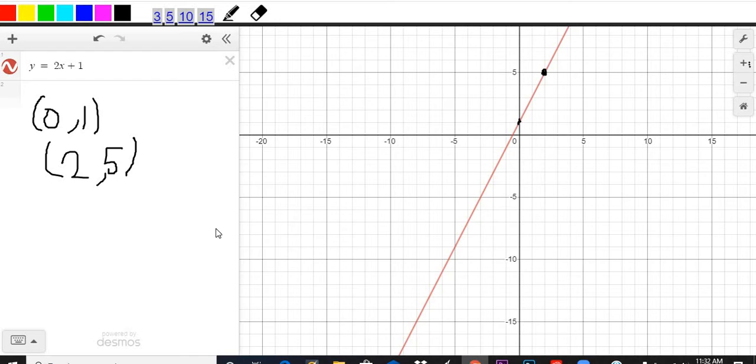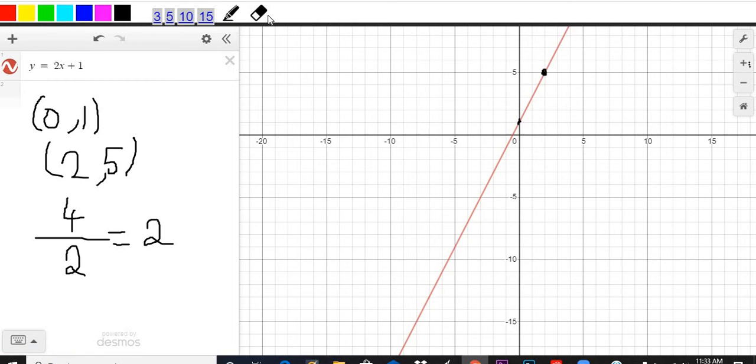is y2 minus y1 over x2 minus x1. This is y2 because it's the y in the second point, minus y1, which is the y in the first point. So it would be 5 minus 1, which is 4, over x2 minus x1, which is 2. Then you divide it and you get 2. So this is the slope of this line.